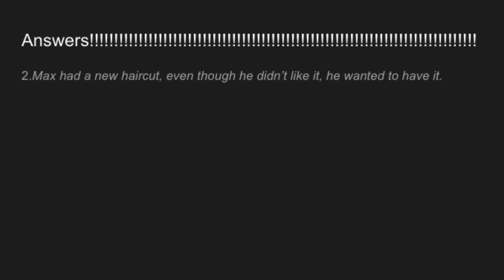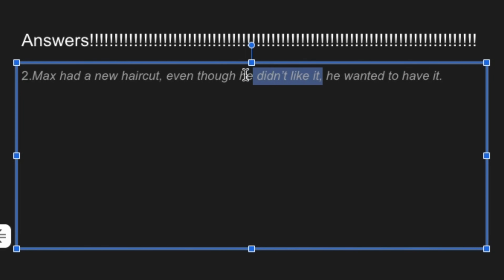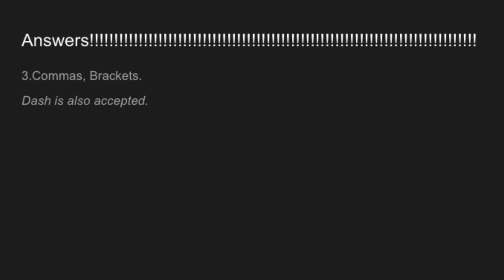Number 2, an example. Max had a new haircut. Even though he didn't like it, he wanted to have it. If you have another example, please comment down below. So this is used as parentheses because it would make sense without it. Max had a new haircut. He wanted to have it.